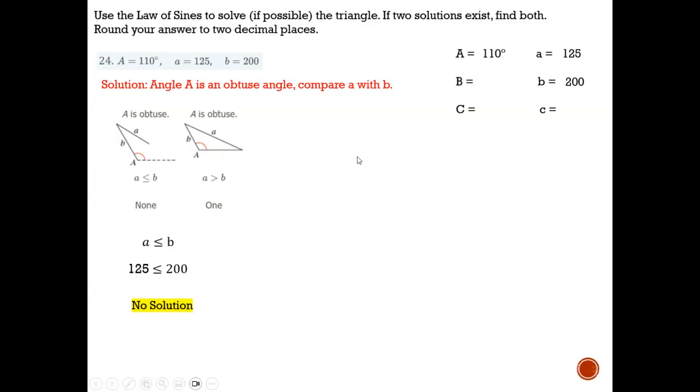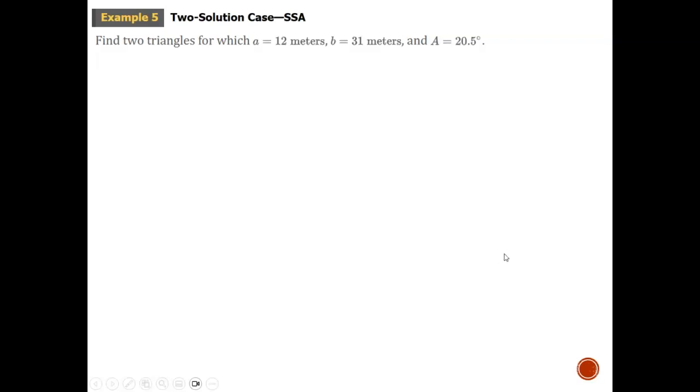So the biggest angle of the triangle has to be across from the biggest side length. So if A is the biggest angle, little a has to be the biggest side length for a triangle. So you can keep that in mind. That helps me out with these as well. Okay, so just looking at that too could have told me no solution as well.